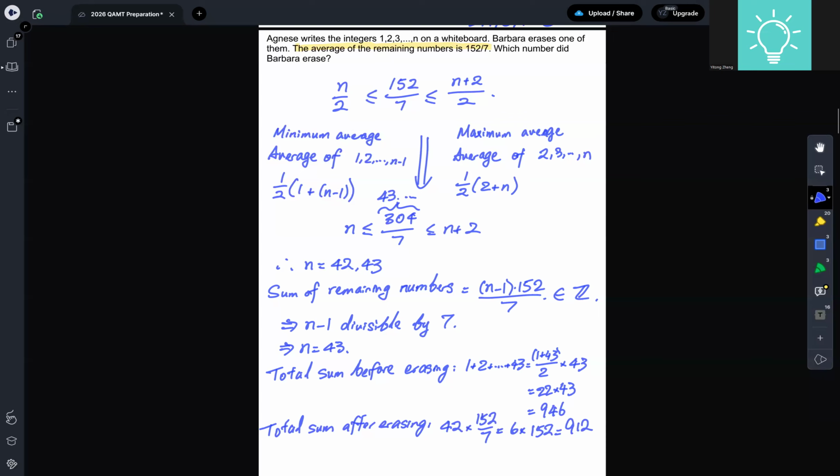So the total sum before erasing is 946, and the total sum after Barbara erased one of the numbers, you get 912. So which number did Barbara erase? Well, you just subtract 946 minus 912, and you're going to get 34 as your final answer. And we are done.